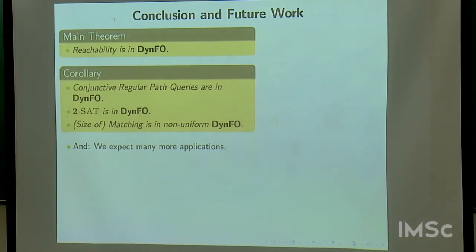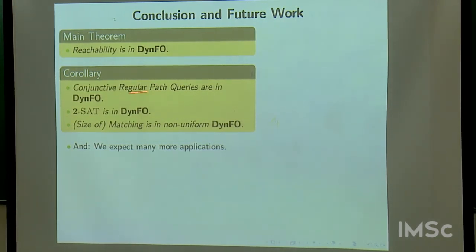So you have a regular expression, and the edges are labeled by letters, and you want to find paths between S and T which satisfy these regular expressions. That is RPQ, that is regular path queries, and conjunctive is another conjunction on top of this. So you can accept those in first order. Also, you can do 2-SAT in DynFO.